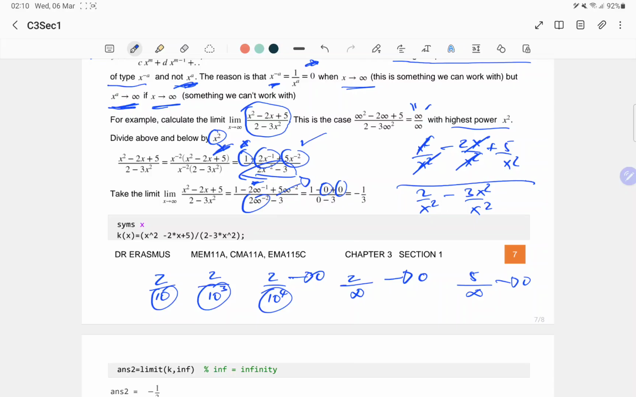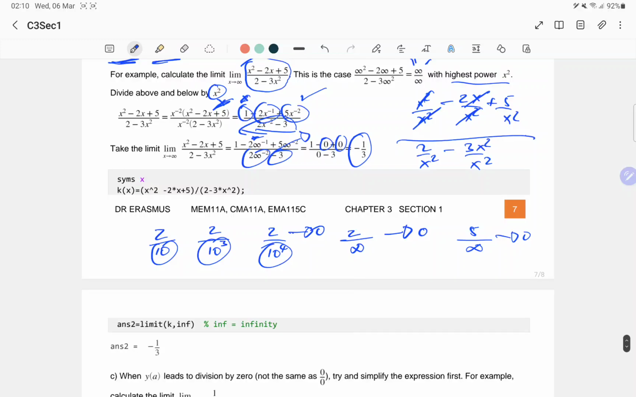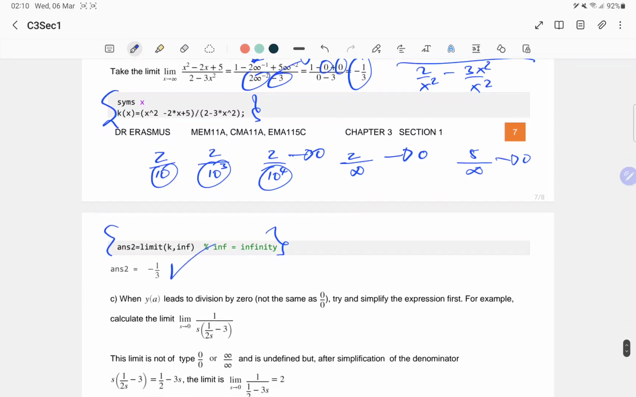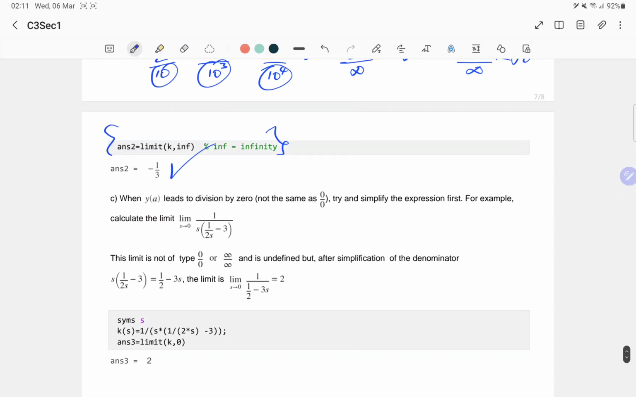Same thing here with 2. So we have 3 here. So this gives us minus 1 over 3. So try this out on MATLAB, and you should get the same answer, minus 1 over 3.